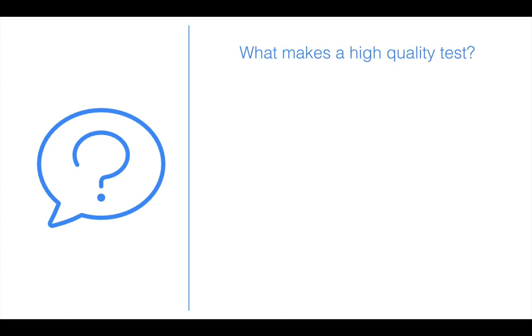So what turns an ordinary unit test into a high-quality executable specification? A good test is focused. It checks only one thing, preferably a clean business rule or a piece of business logic. Tests that check many different things are harder to understand and harder to maintain, and also harder to troubleshoot when they break. A good test is clear and easy to understand.